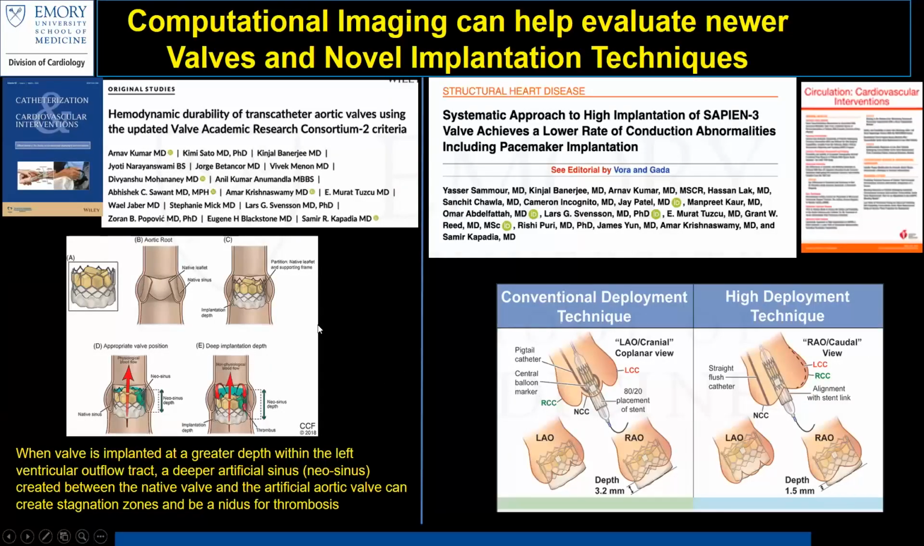Computational diagnostic modalities could also be used to test newer valve technologies and their association with the creation of transcatheter valve-associated neosinuses, which are often associated with risk of valve thrombus. Computational diagnostic modalities can also be used to test novel TAVR implantation techniques to figure out if they are associated with improved clinical outcomes.